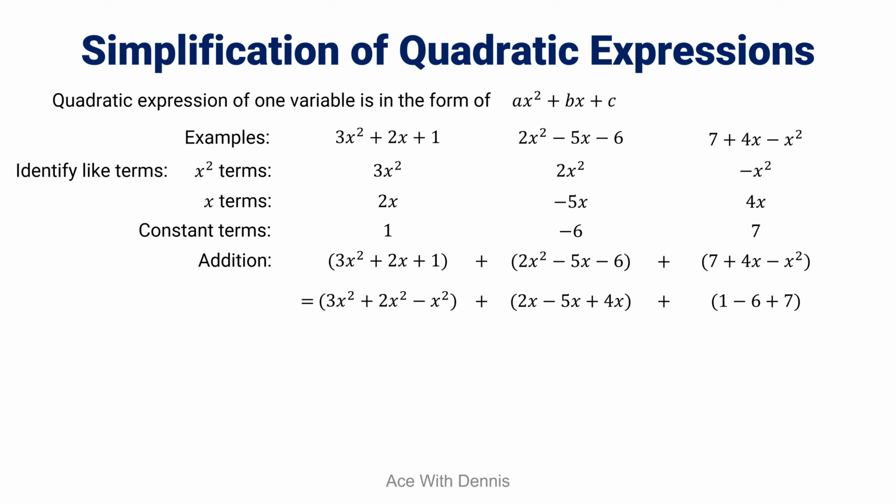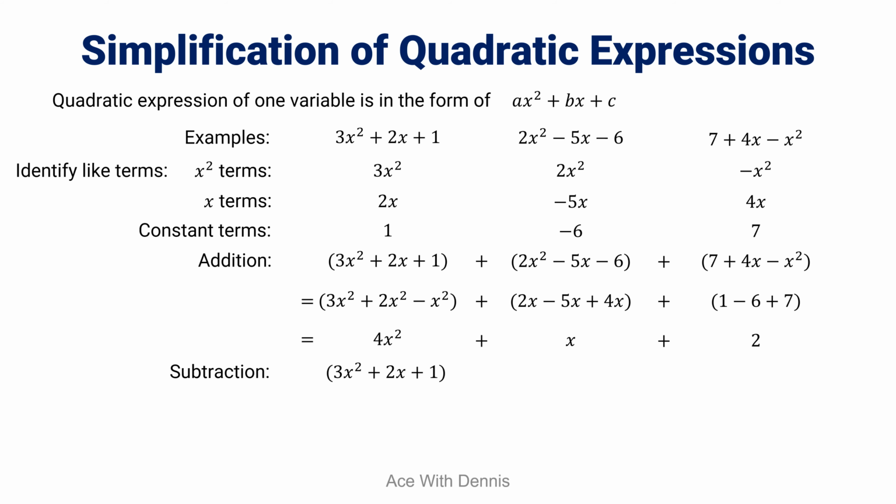As you can see from here, we are grouping the like terms together. So the next step, we can calculate the summation here. We get 4x squared plus x plus 2.